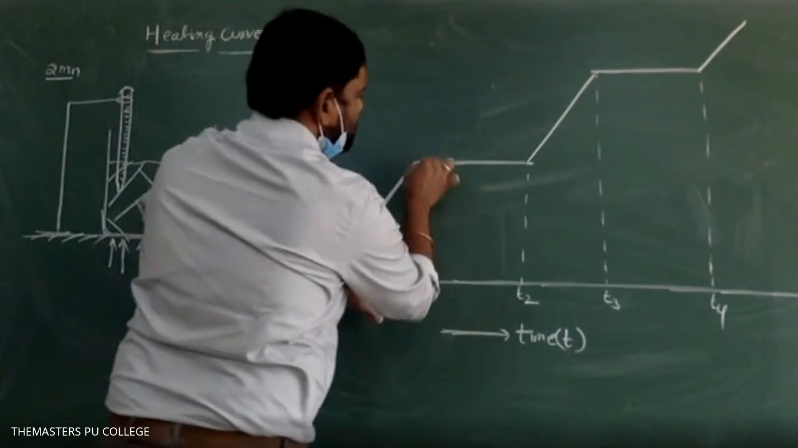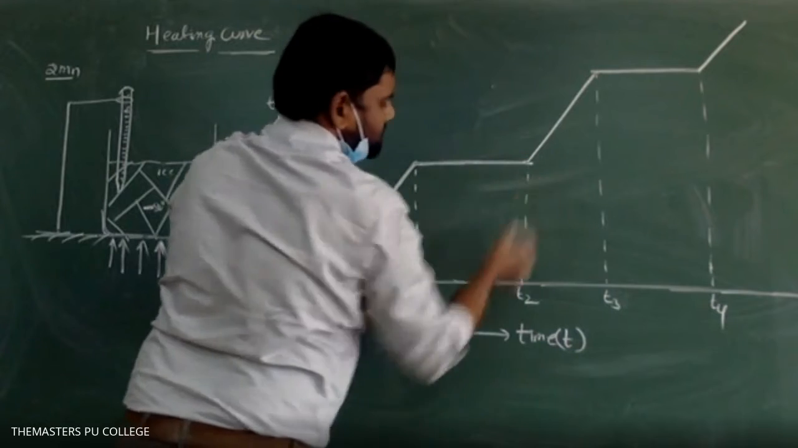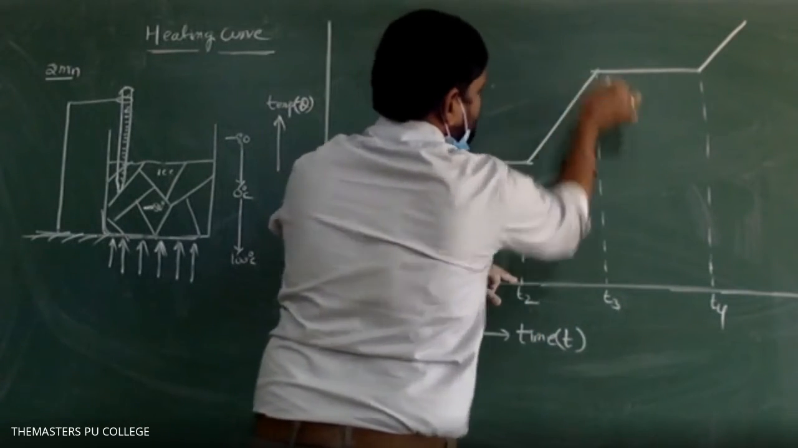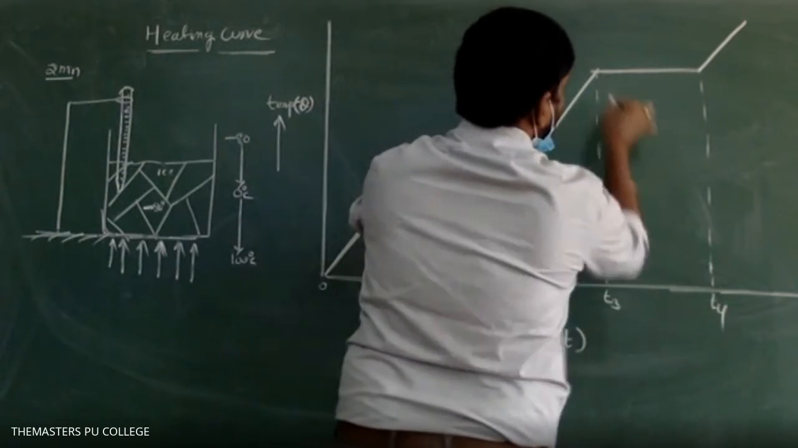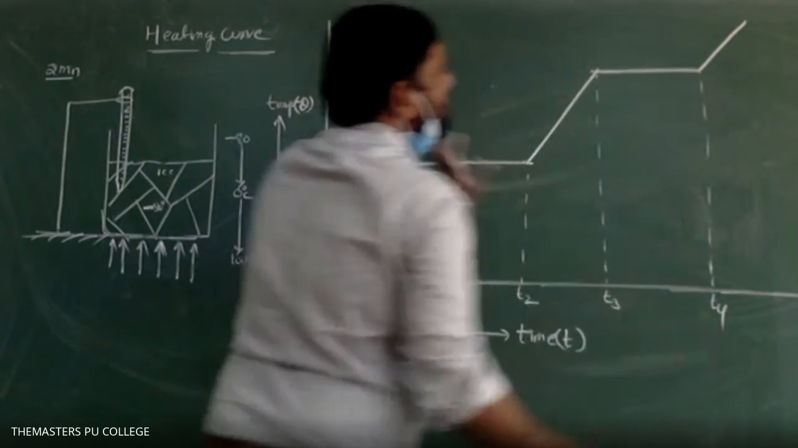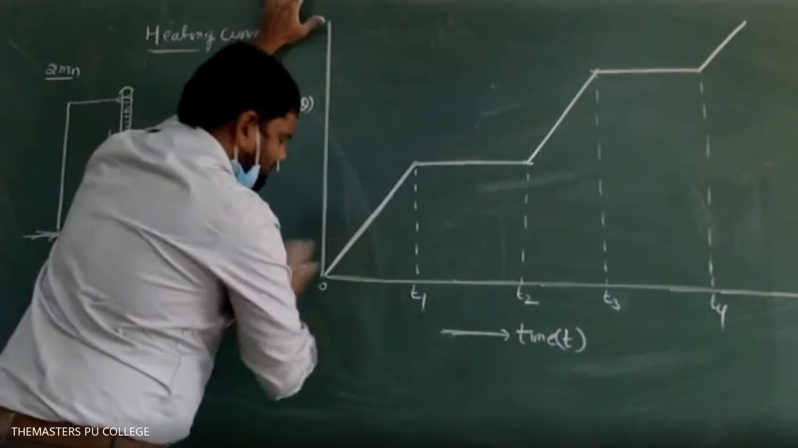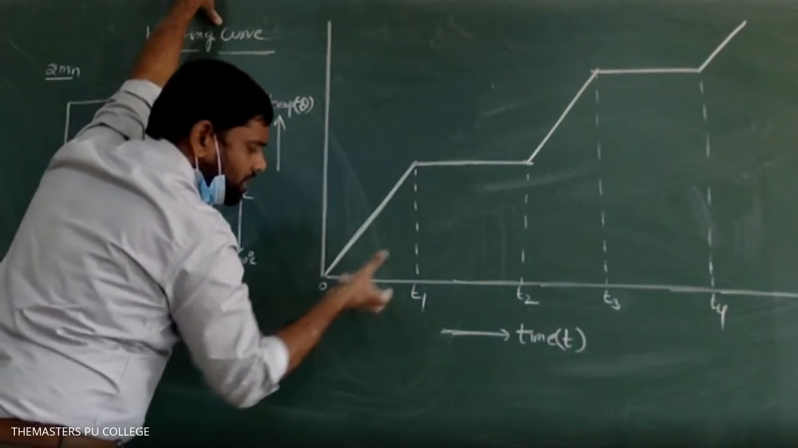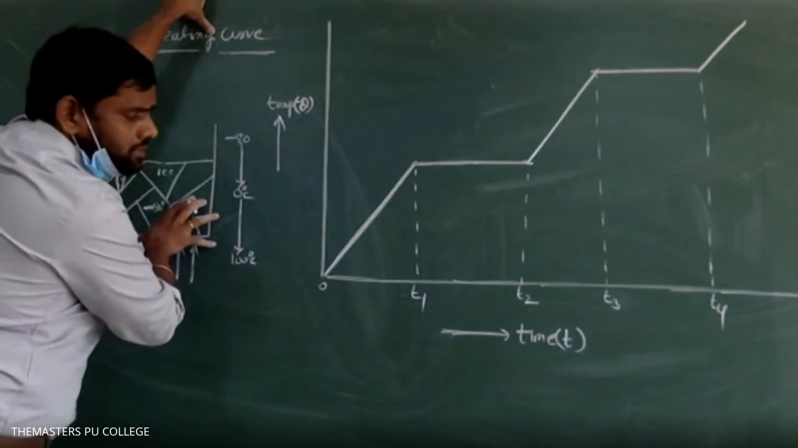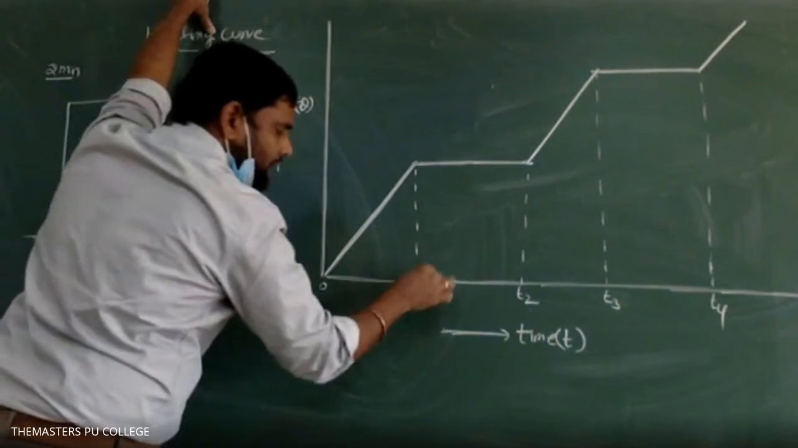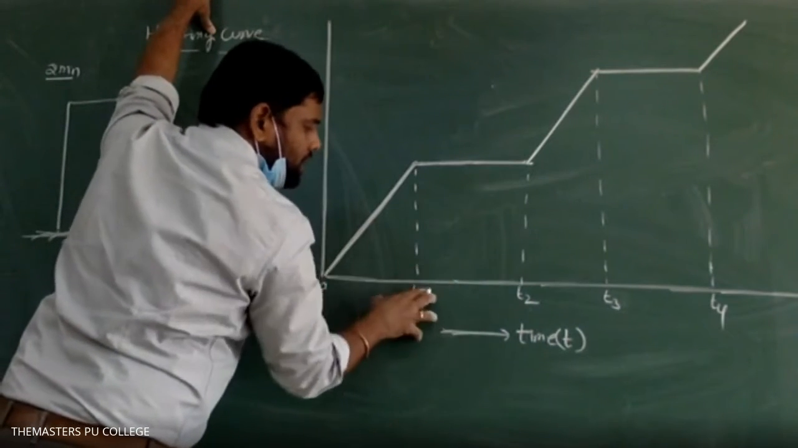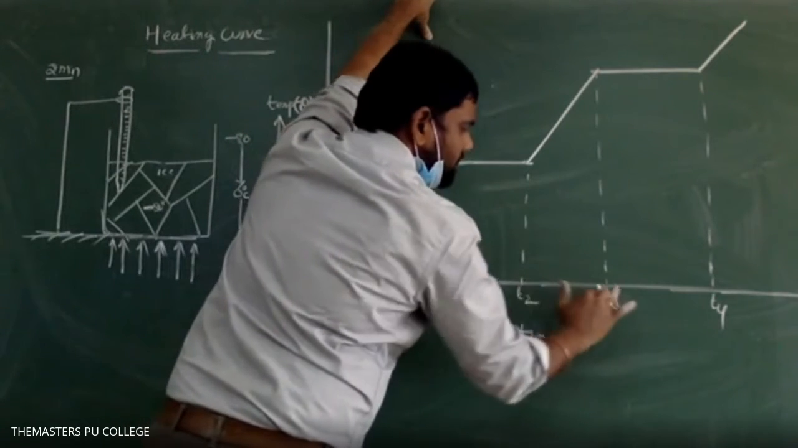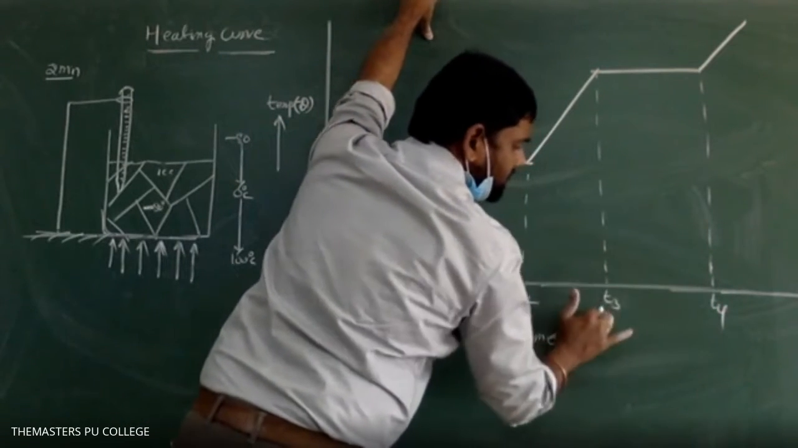Between T1 and T2, temperature remains constant. Between the interval T2 and T3, temperature increases, and between T3 and T4, temperature remains constant. See here, guys, we have supplied heat constantly. From 0 to T1, at whatever rate we have supplied the heat to the system, at the same rate we have supplied the heat between the intervals T1 and T2, and T3 and T4.